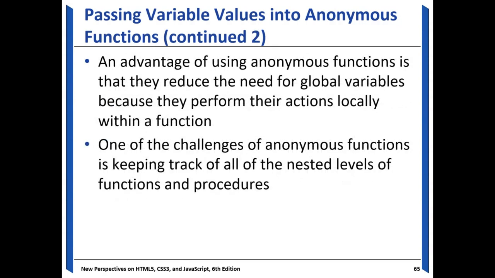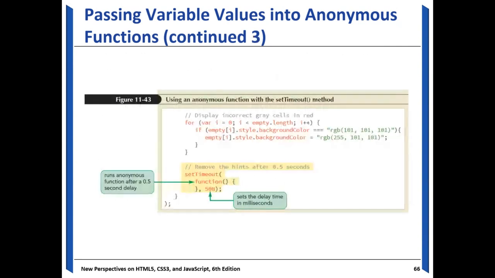So this is another advantage of using anonymous functions. They reduce the need for global variables because they're able to perform their actions locally within the function. One of the challenges of anonymous functions, though, is keeping track of all the nested levels of functions and their procedures.